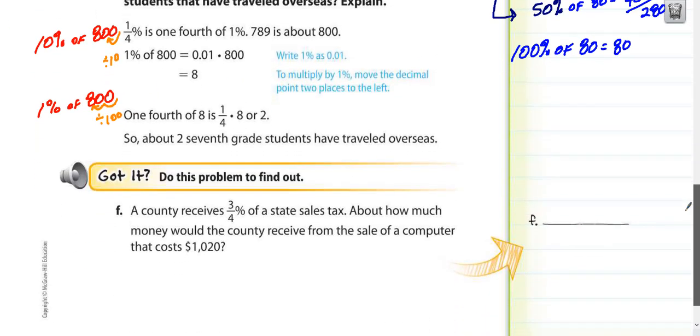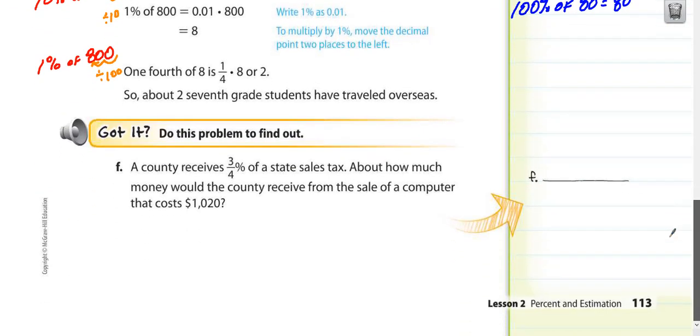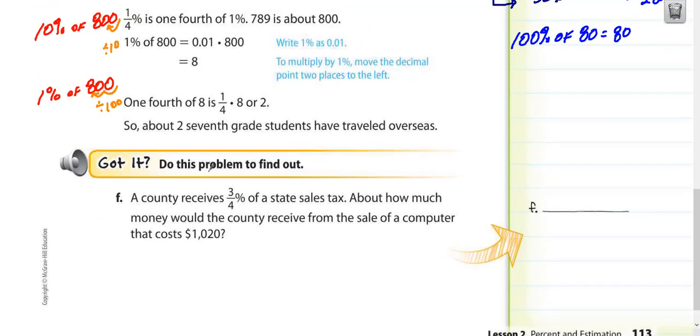So here's your Got It practice. You've got your book out, so I don't need to do that. You can go right to the Got It problem. I'll leave my notes visible. A country receives 0.75% of sales tax. About how much money would it receive from the sale of a computer that cost $1,020?